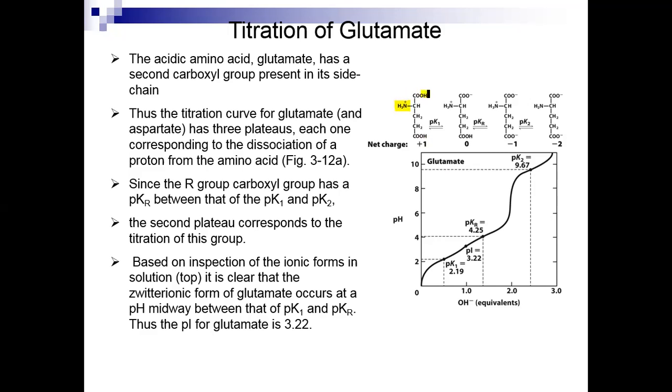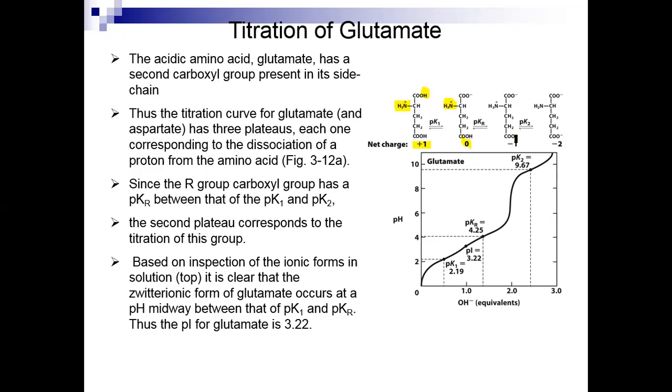After releasing one proton, the overall charge on the glutamate will be 0, because here is the positive one. By the release of one proton, the net charge will be equal to 0.